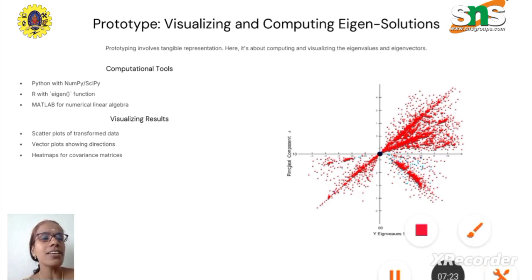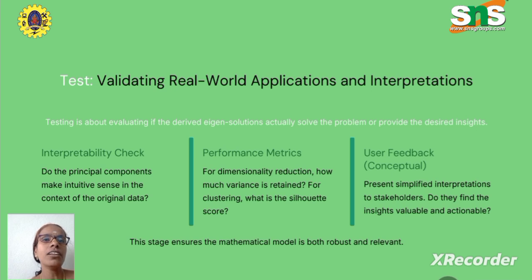And the next thing is testing. So here we need to validate the solution, right? Which is in the real world application and how it is interpreted, that is very important. So testing is about evaluating if the derived eigenvalue solutions actually solve the problem or provide the desired insights. That is the thing I have to check. So three cases I have to remember in your mind. The first thing is interpretability check, the second one is performance metrics, and the third thing is user feedback. So this stage ensures the mathematical model is both robust and relevant. It should be both, right?